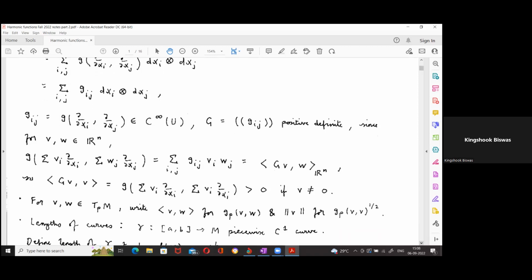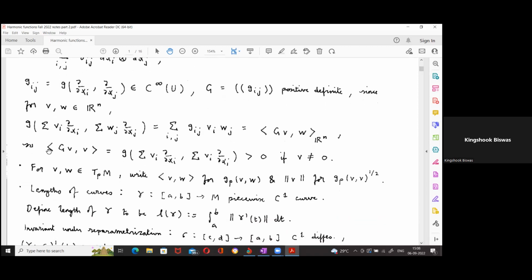And so therefore, the Euclidean inner product of GV with V is just g of (summation Vi del del xi with itself), right? And this is positive if V is non-zero because g is an inner product. So that means that the matrix G is positive definite. So in charts, any Riemannian metric is just given by a smooth matrix valued function, which is symmetric and positive definite, all right?